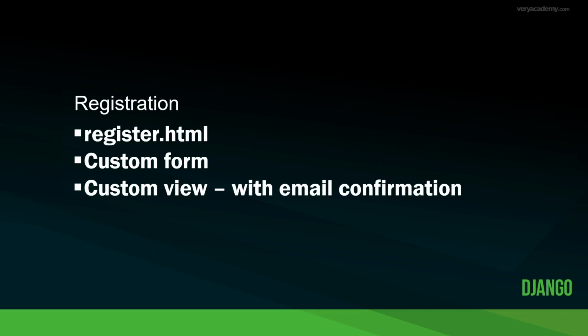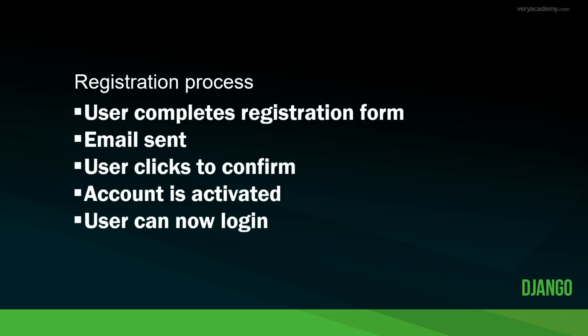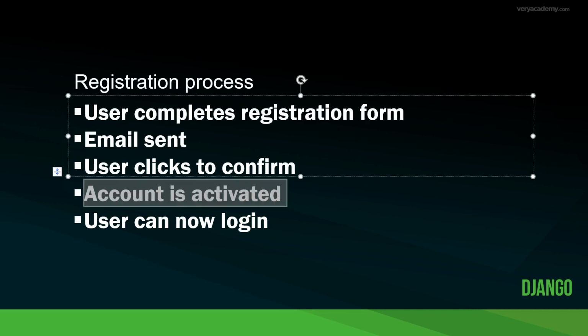So the general process, to give you an idea of what's happening, although maybe you're familiar with this already: the user completes the registration form, an email is sent to the user. The user then has to click on the link to confirm, and that takes them to a page where the account is then activated. And then the user can log in. There are a few things here that we need to capture. For example, maybe the account is already activated, so we need a way of capturing that.